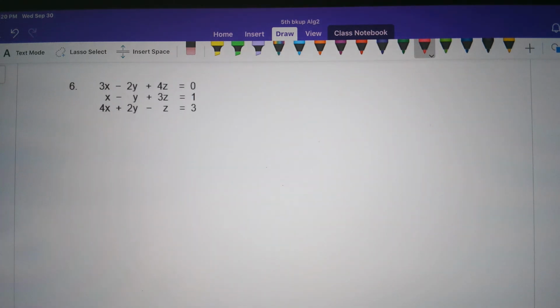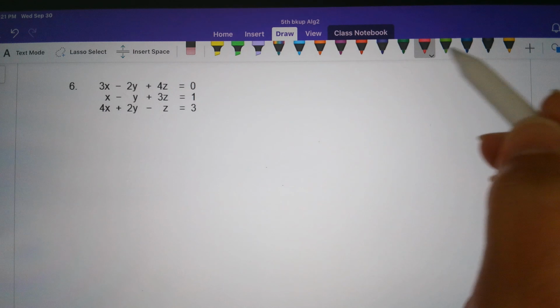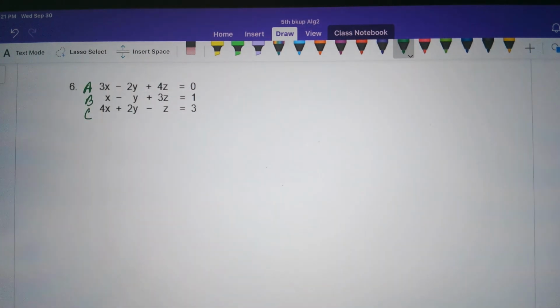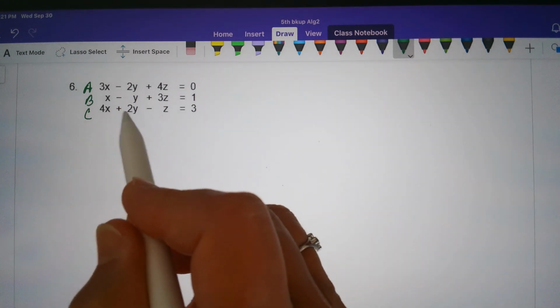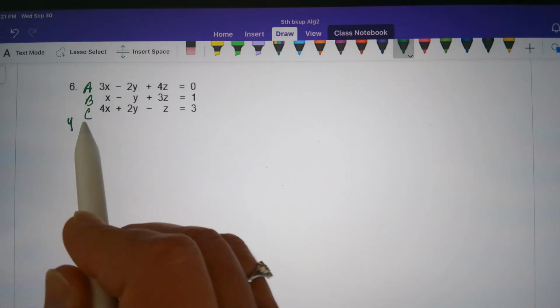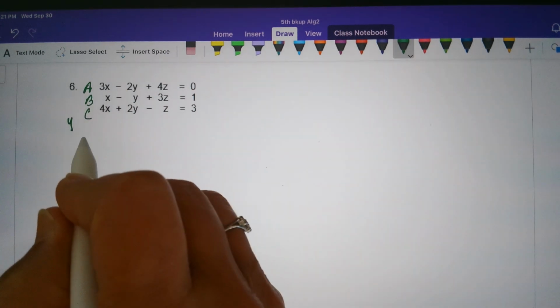Okay, number 6, again, let's label A, B, and C. And choose a variable to eliminate. I will go with the y's. So I'll start with A and C because they are already opposites.